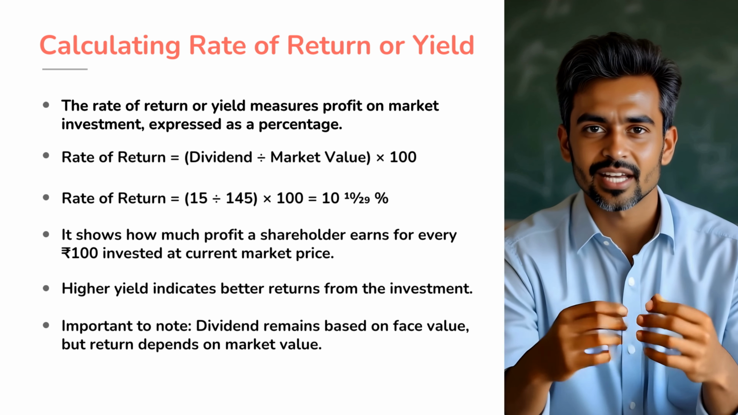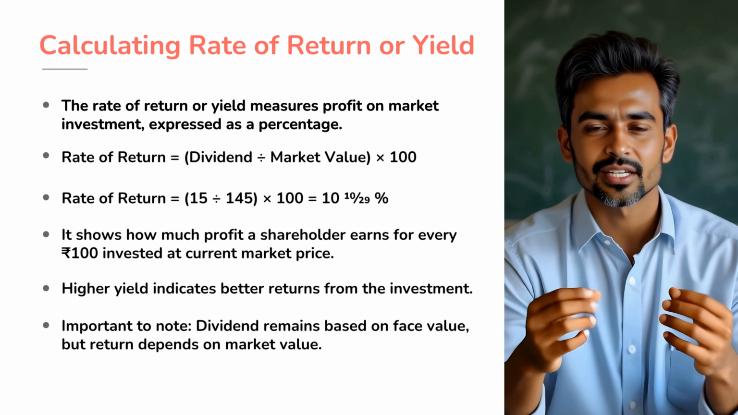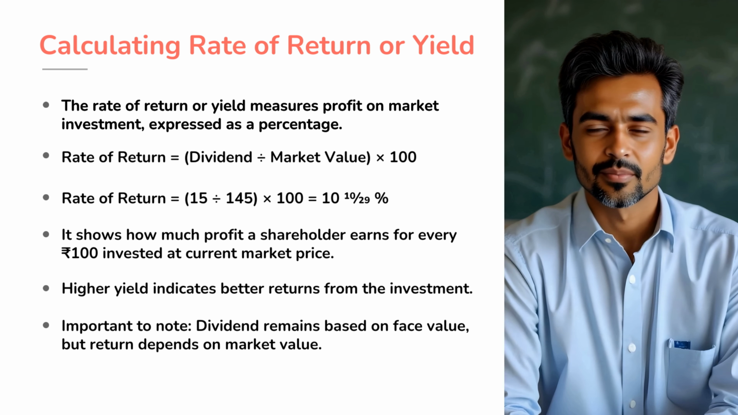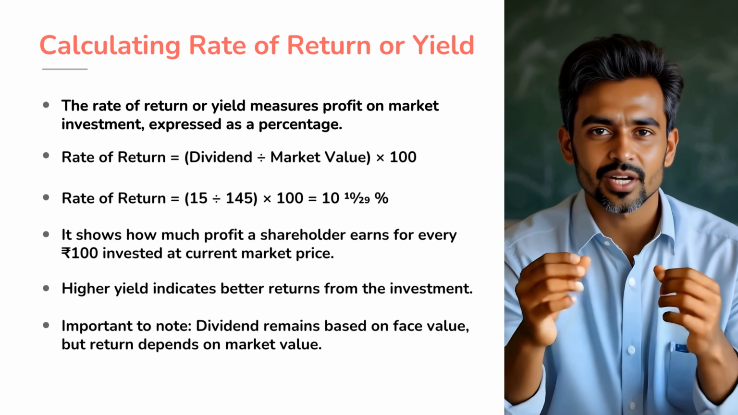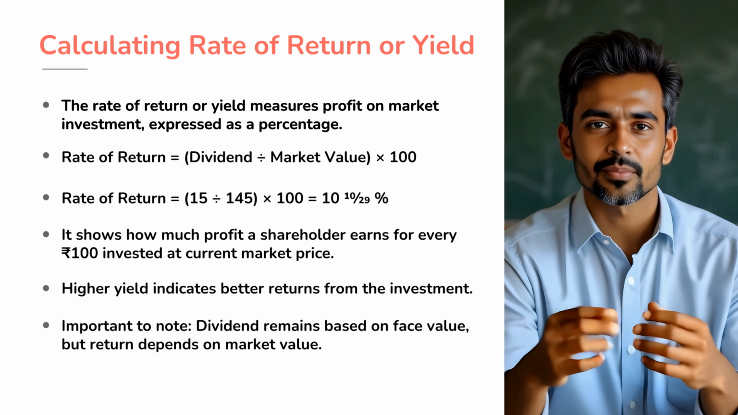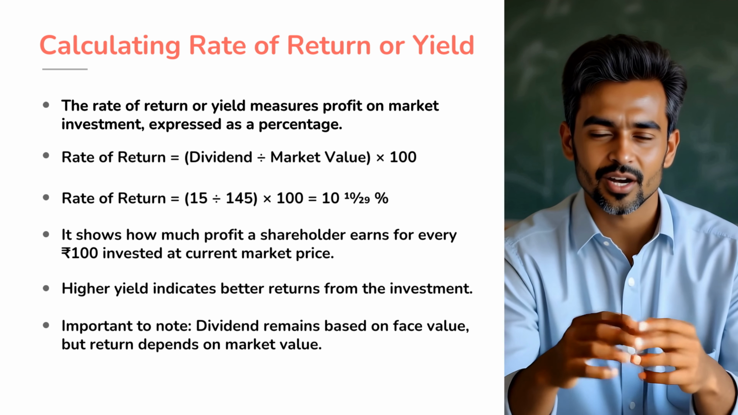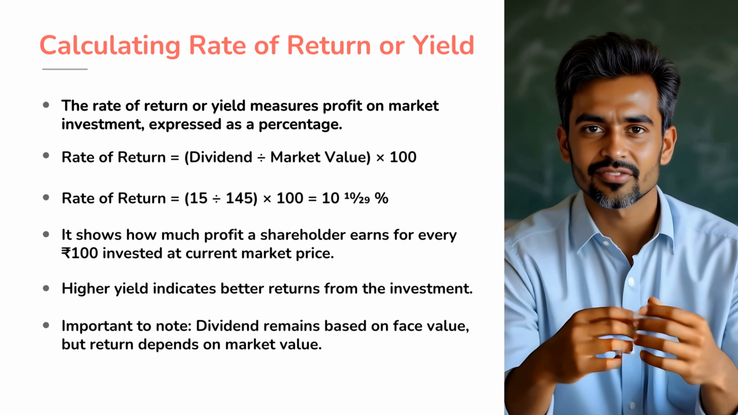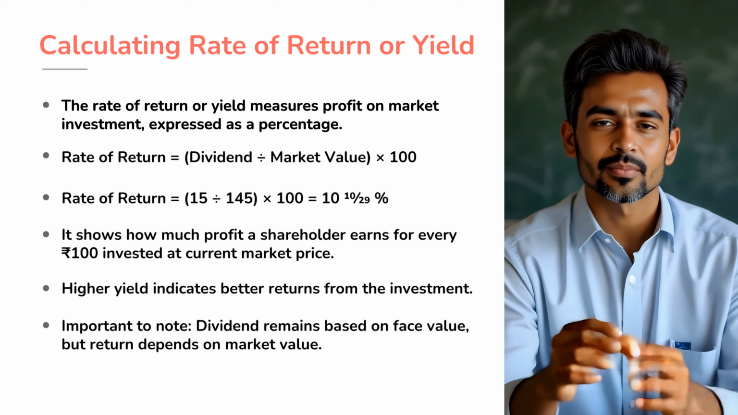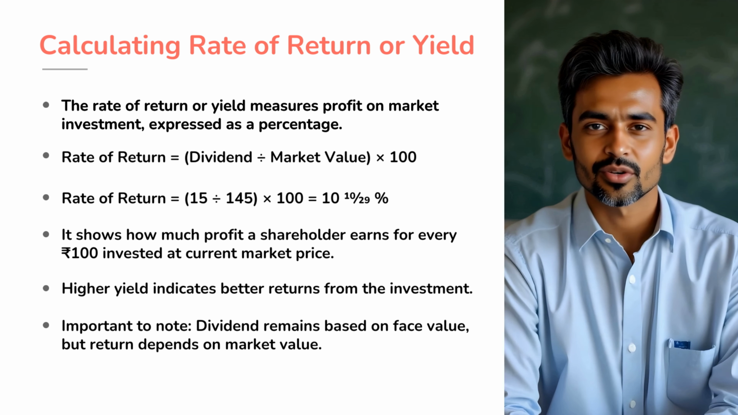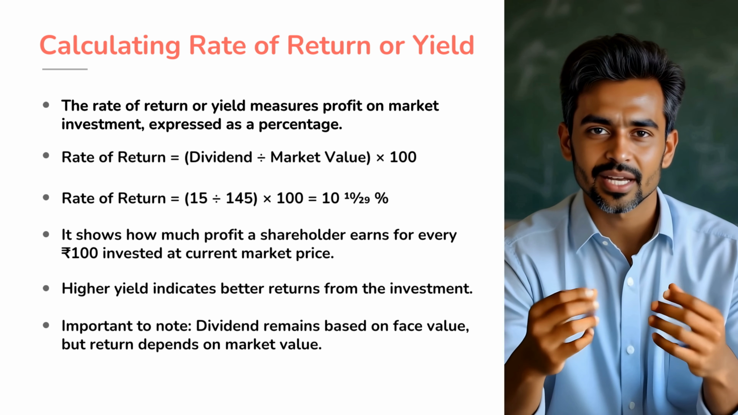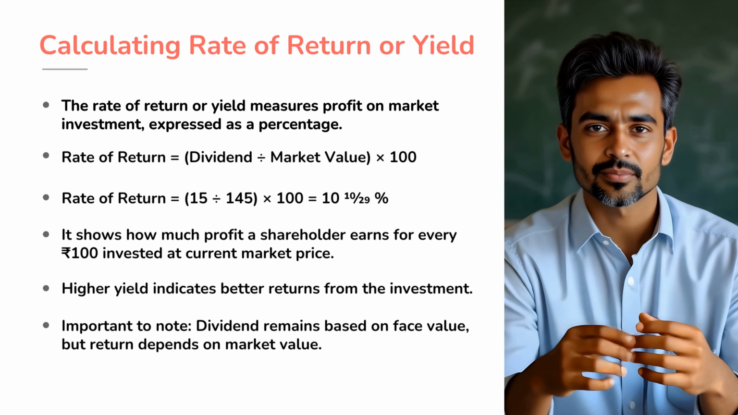So in our previous example, rate of return equals 15 divided by 145 multiplied by 100. This gives us 300 divided by 29, which simplifies to 10 and 10/29% per annum. This means that for every 100 rupees you invest in that share at market value, your return is approximately 10 and 10/29%. And remember, the dividend is fixed on the face value, but yield varies with market value. That's what makes it a smart metric for investors.